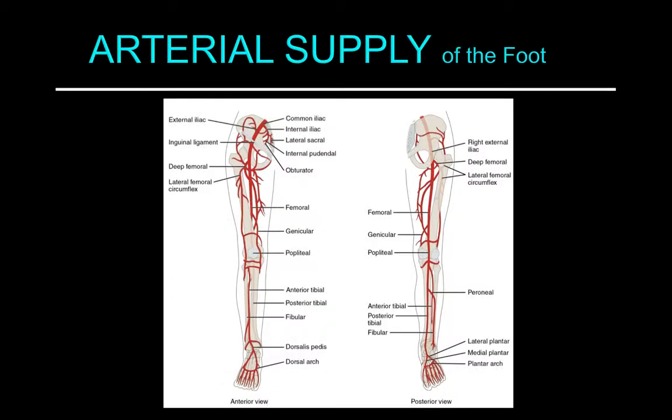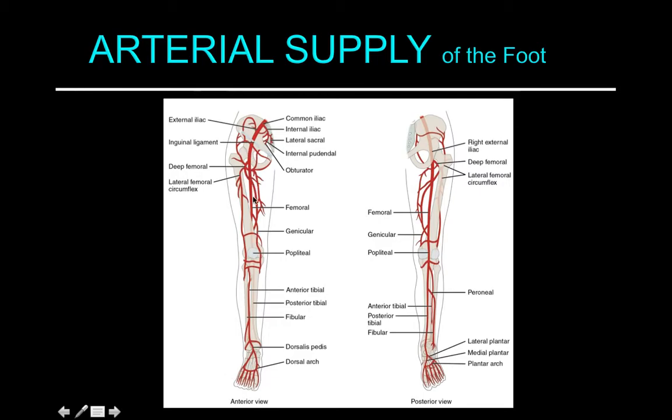Alright, so we're going to take a quick look at the arterial supply of the foot as a whole. As a quick run through, coming off of our common iliac, we have our internal and external iliac arteries that are going to run down the leg and turn into our femoral. Our femoral will have a branch known as the profundus or the deep femoral.